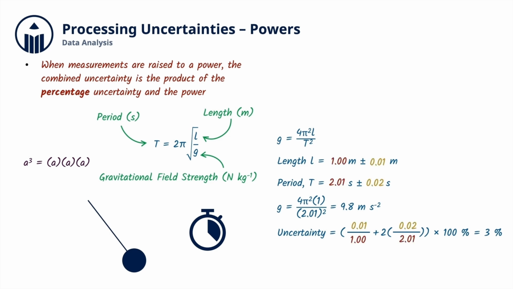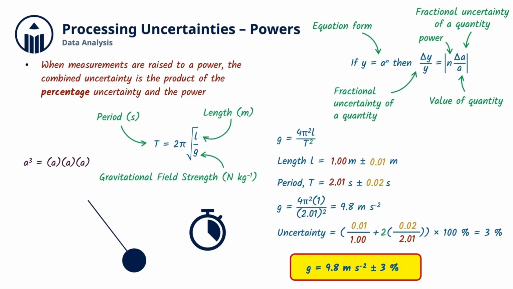However, remember we have the period squared. This means we multiply the percentage uncertainty for the time t by 2. This equals an uncertainty of 3%, and a final value for the gravitational field strength is 9.8 meters per second squared plus or minus 3%. Again, this rule is noted in your data booklet. The combined uncertainty if a value is to a power is the power times the fractional or percentage uncertainty.